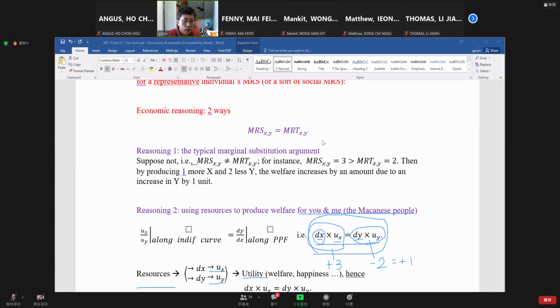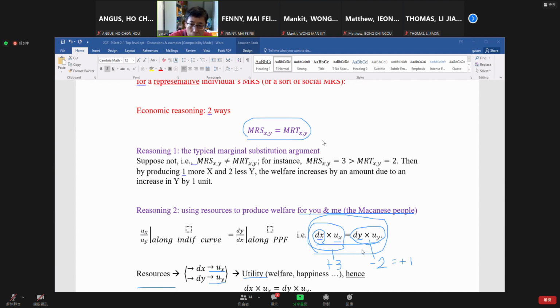So that means if this equation is not true, we are stupid. We can do a better job. We should produce more X and less Y. Then we can have a better life. So this is the economic meaning of this equation. Right? This is another way to understand why the subjective marginal rate of substitution must be the same as the objective marginal rate of substitution.